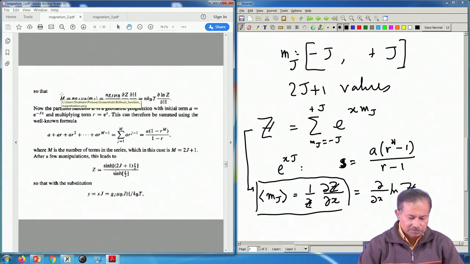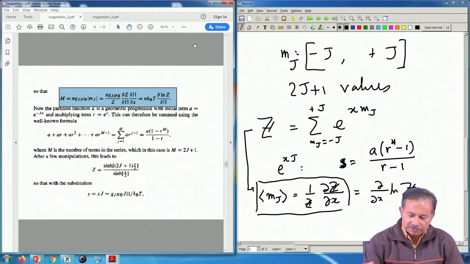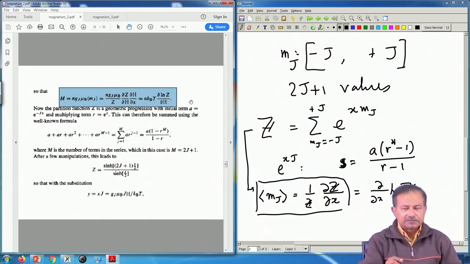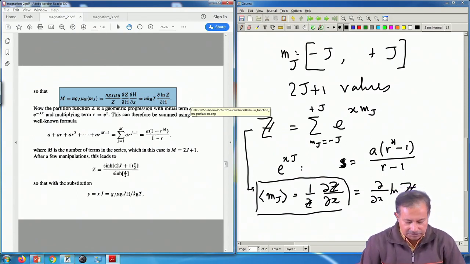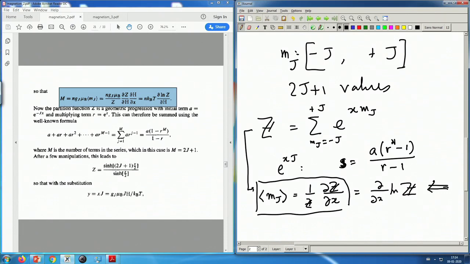So look at the first line. The derivative you can just redo the calculation. Z is a function of h, so you can do del Z del x, del h del x and so on, but this is a straightforward calculation. The essential calculation is this. This is what you have to figure out.